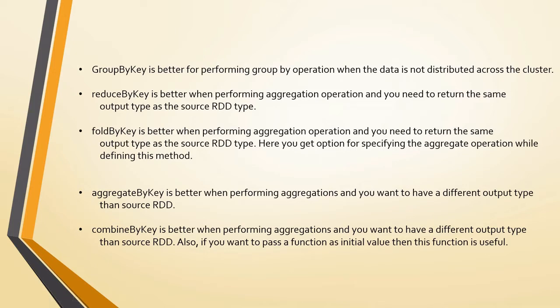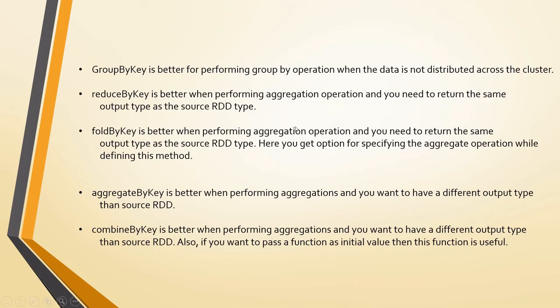Most people use reduce by key because it's very easy to declare. It accepts one associative function and no other parameters need to be given, and it is fast as well. Why it is fast: first, in each partition or in each node, it performs the given associative operation. Then, once everything is completed, it will merge the results from all the nodes and finally send the result back to the driver. That's why it is much faster when compared to other shuffle operations.